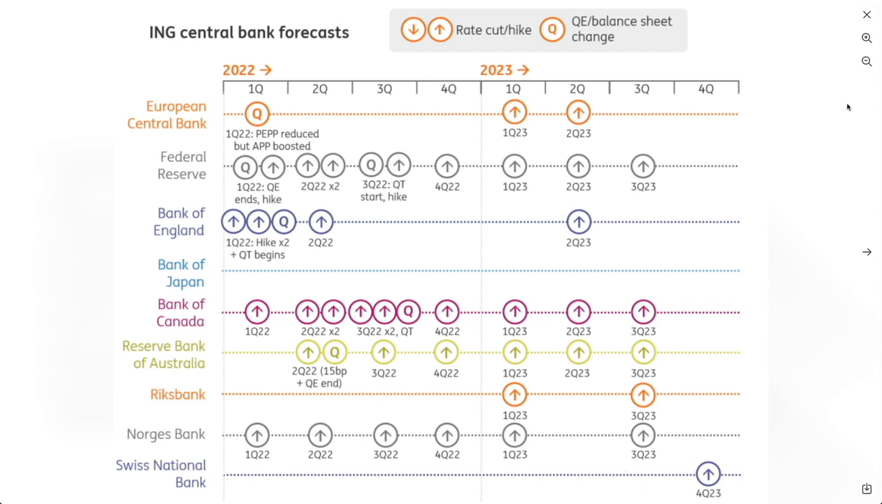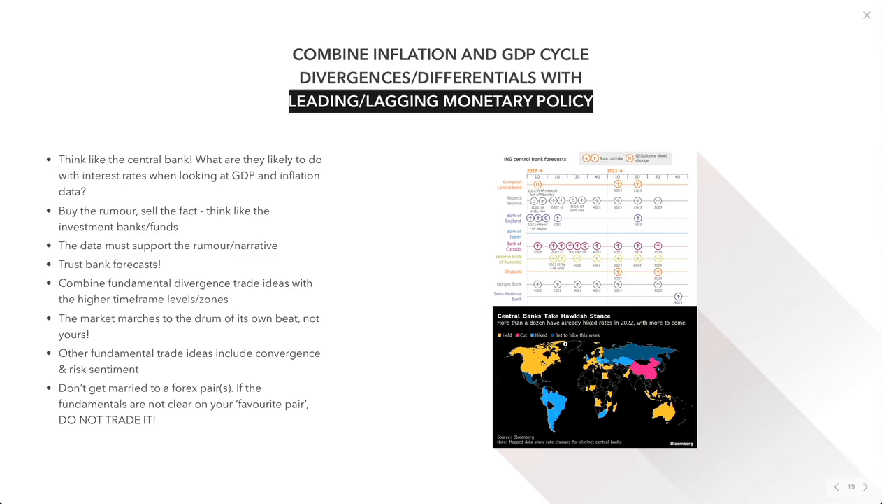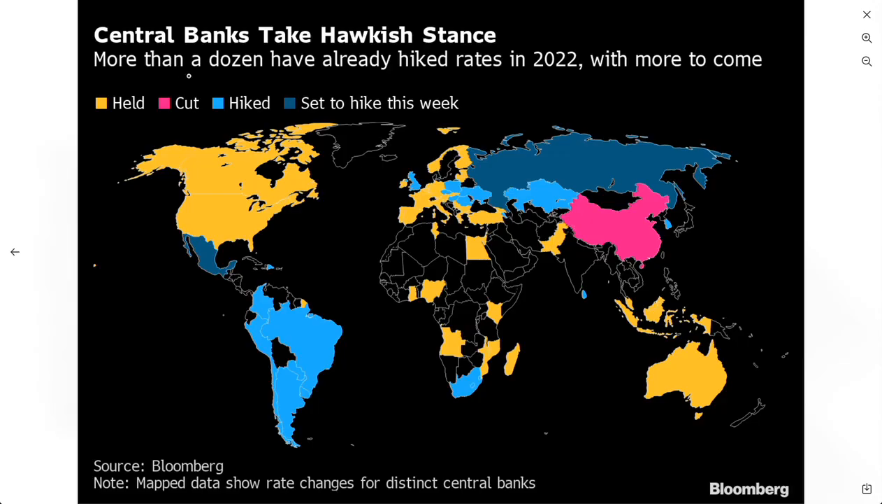And again, we can just look at various maps. This is basically a map from Bloomberg showing you central banks take hawkish stance, and more than a dozen have already hiked rates in 2022 with more to come. It shows you, from a global perspective, who is hiking, who has held rates, and who is cutting. So you can start to see which countries you should be buying and which countries you should be selling.